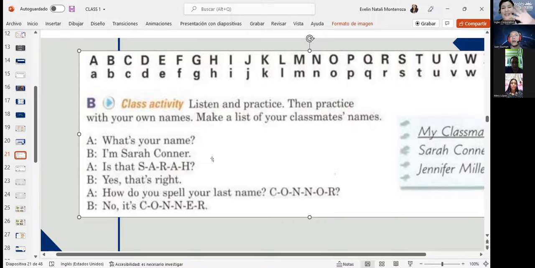Okay. In this case, you are making a correction, right? You are making a correction on what the previous person said, right? You say like, no, it's not like that. It's C-O-N-N-E-R, right? We do it in a very polite way. So let's practice again. And we say, what's your name?